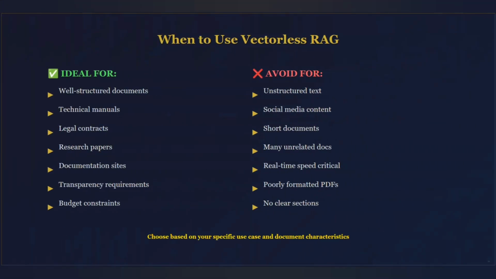Use Vectorless RAG when you have well-structured documents with clear sections and headings, long, complex documents like technical manuals, legal contracts, or research papers, use cases where transparency and traceability matter, situations where traditional RAG produces too many irrelevant chunks, budget constraints that make vector infrastructure expensive. For unstructured data, social media, or short texts, traditional vector RAG might still be your best bet.